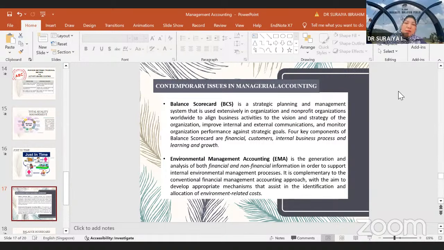This balanced scorecard is a strategic planning and management system that is used widely in organizations, including non-profit organizations, NGOs, because they want to align their business activities to the vision and strategy of the organization. It can also improve internal and external communications, and they can monitor the organization's performance against strategic goals. So here there are four key components of the balanced scorecard: financial, customer, internal business process, and learning and growth.